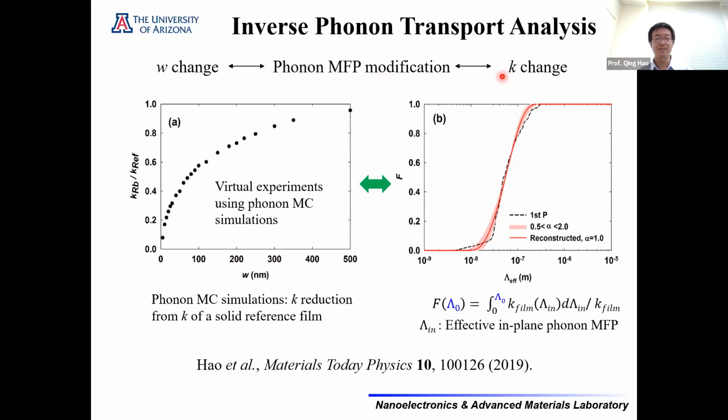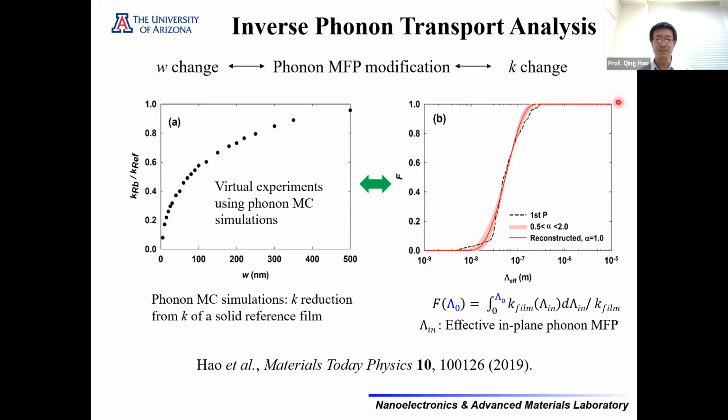For fundamental studies, we can actually use this to extract the phonon mean free path distribution inside a thin film. In virtual measurement, we use phonon Monte Carlo simulations to simulate the thermal resistance of a thin film with different W values for the nanoslot pattern. And we can use those data points to reconstruct the phonon mean free path distribution, basically the so-called accumulated thermal quantity.